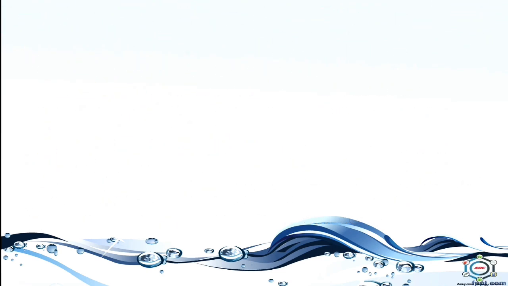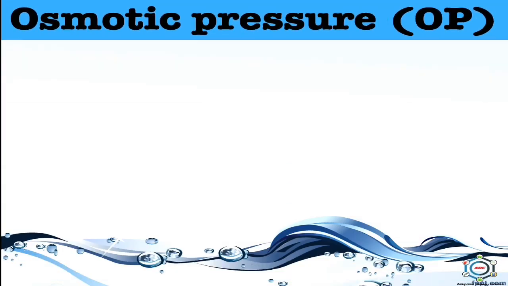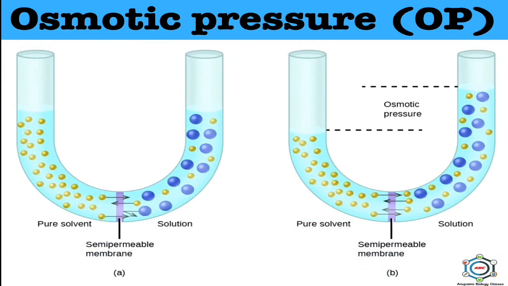After this, now see here what is osmotic pressure. The osmotic pressure of a solution is equivalent to the pressure which must be exerted upon it to prevent the flow of solvent into it across a semi-permeable membrane. In other words, the maximum amount of pressure that can be developed in a solution separated from pure water by a semi-permeable membrane is termed osmotic pressure.